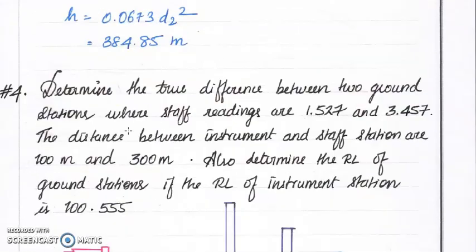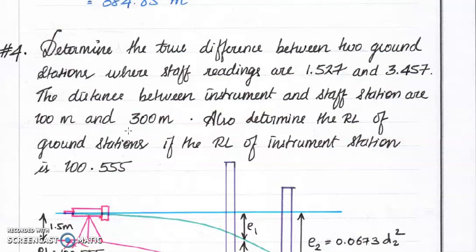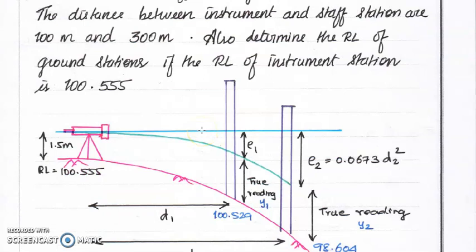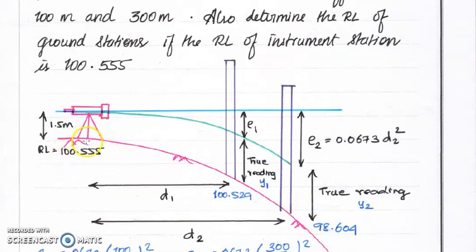Next, determine the true difference between two ground stations where the staff readings are 1.527 and 3.457 meters. The distance between instrument and staff stations are 100 meter and 300 meter. Also determine the RL of ground stations, if the RL of the instrument station is 100.555 meter. So this is the RL of this place, where the instrument is placed. RL is 100.555 meter, and the height of the instrument is 1.5 meter.